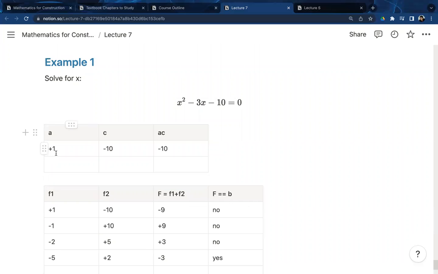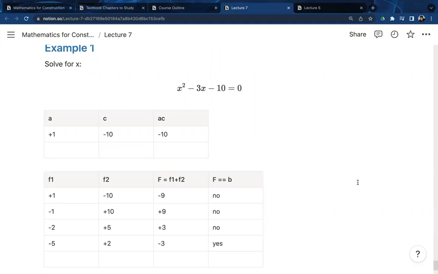A is positive 1, C is minus 10, so AC is negative 10. So we want to find factors of negative 10. What by what is negative 10? I could go 1 by 10, 2 by 5, right? So I could say this is plus 2 and this is negative 5, right? So these are all the possibilities to get negative 10, either plus 1 by negative 10 or negative 1 by plus 10. What are some other factors too?